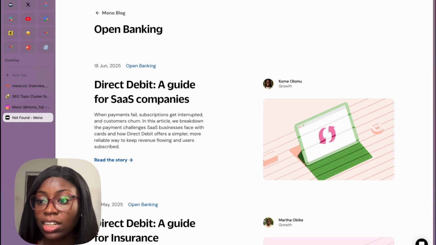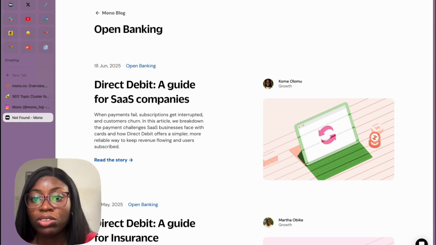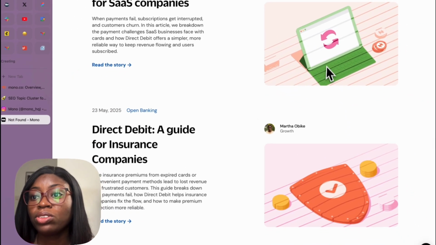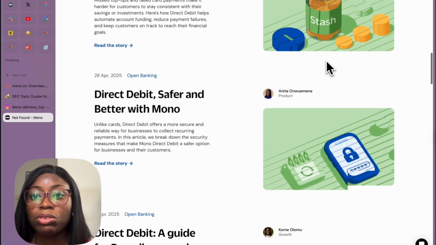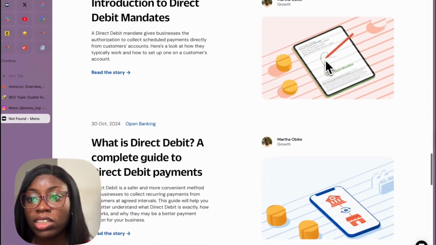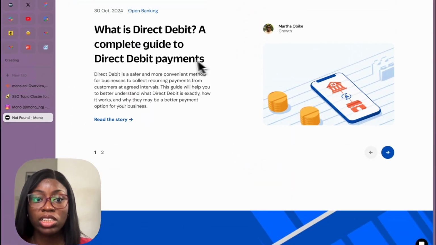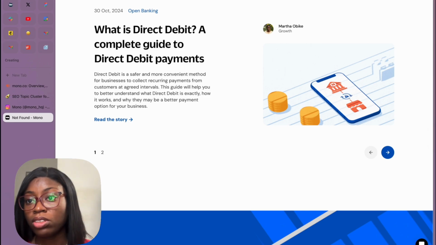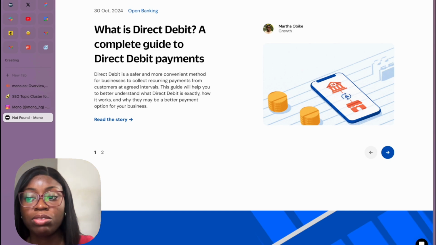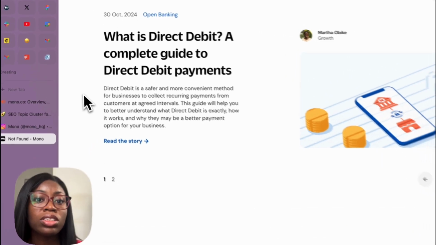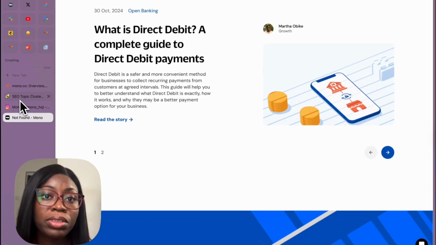To fix that, I decided to create a topic cluster on direct debit, which is what you see here. My team and I created a couple of articles on direct debit. I'm going to walk you through how this topic cluster was created, down to the results that we saw from it. So I'll start from the very beginning.